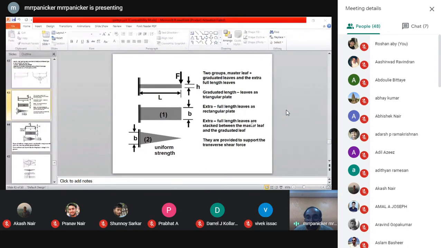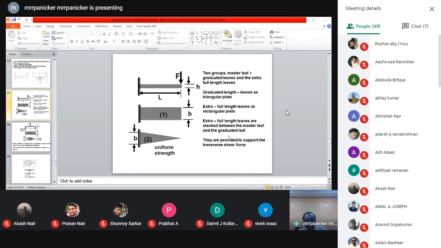Extra full length leaves are stacked between the master leaf and the graduated leaves. So you have the master leaf on the top, then one or two extra full length leaves, then come the graduated leaves. We are providing this extra full length leaf to support the transverse shear force.